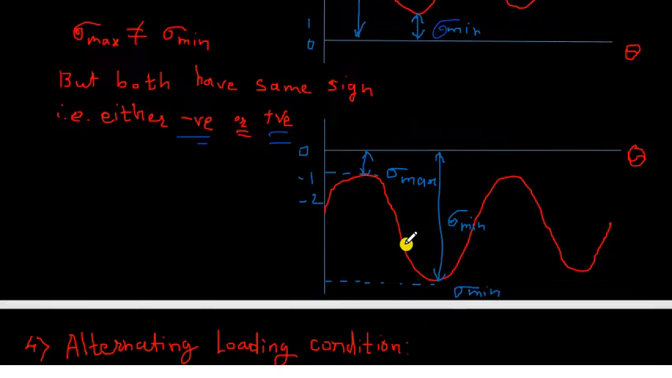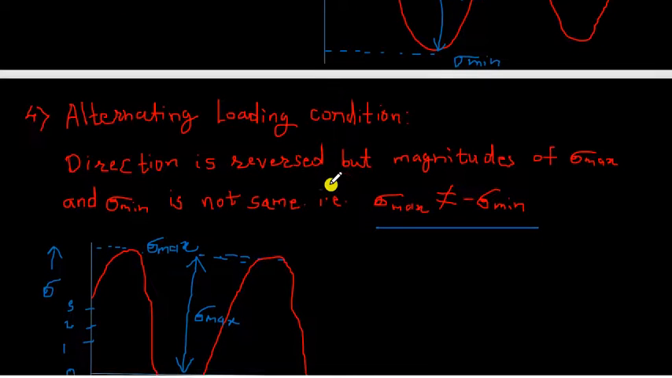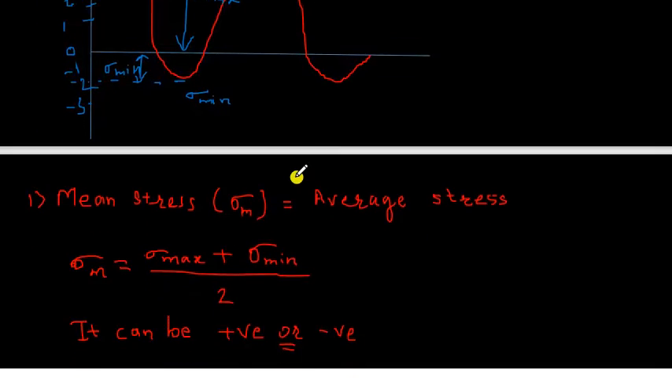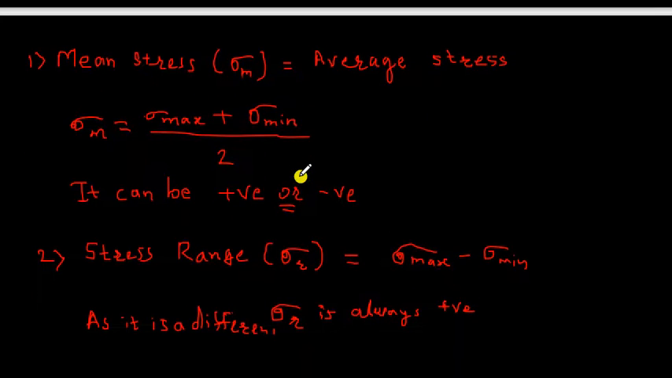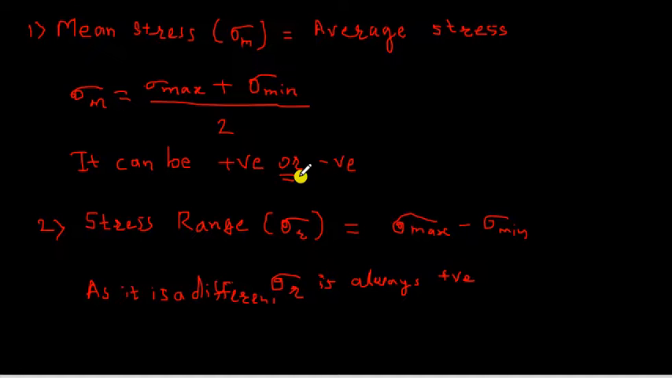Now we will look forward. We have discussed the alternating loading condition. Now we will see some terminologies used in the design of machine components under dynamic loading conditions. What is the mean stress? Mean stress is very simple. It is the average. You know how we calculate the average of two quantities: the first quantity plus the second quantity divided by 2. Similarly, here it will be the maximum stress plus the minimum stress divided by 2.